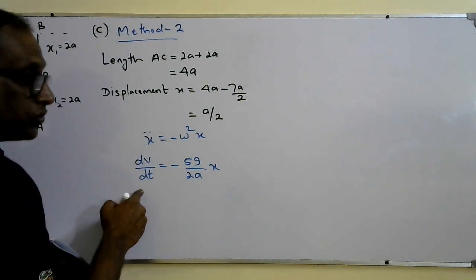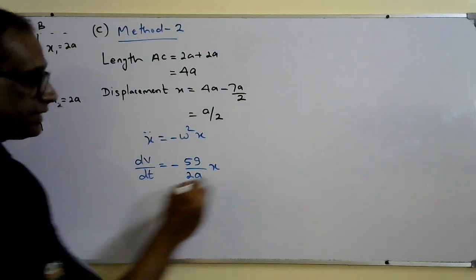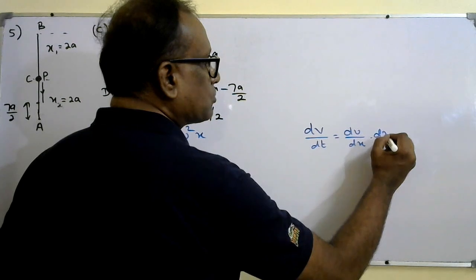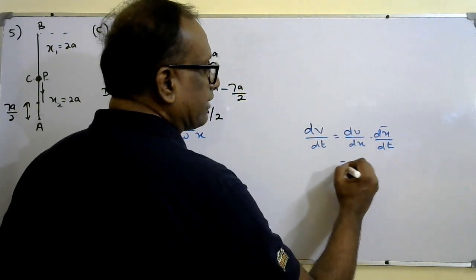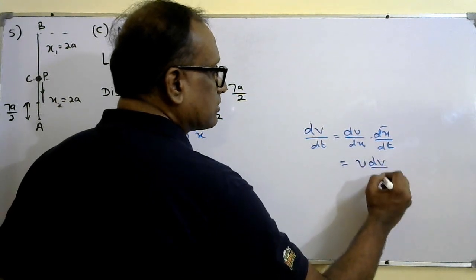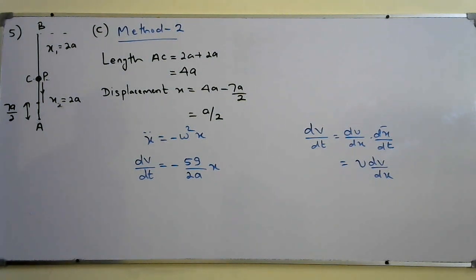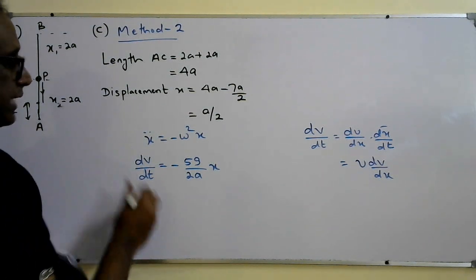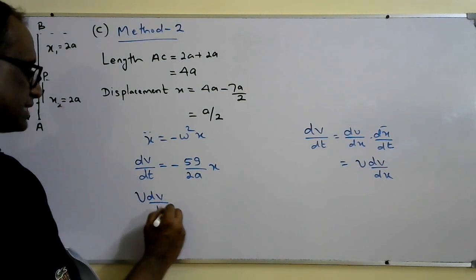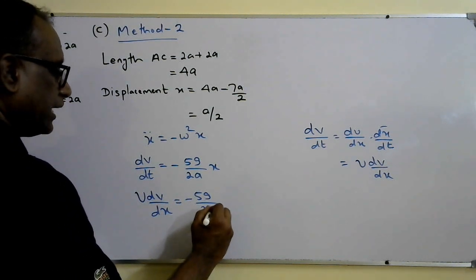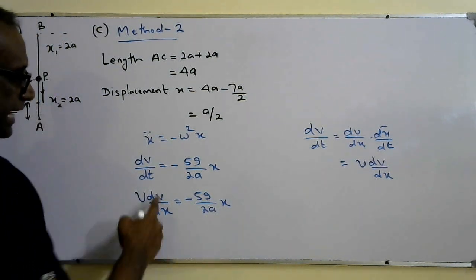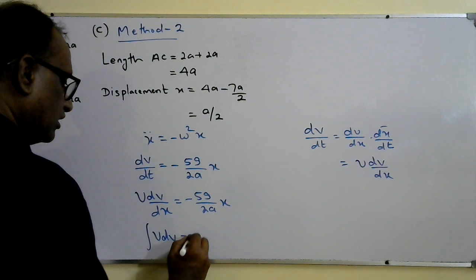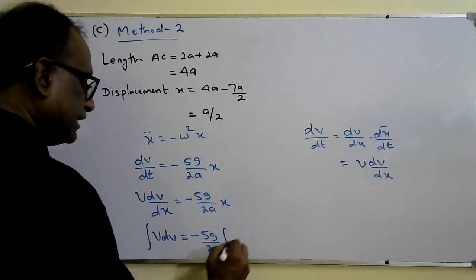Okay, so dv over dt could be written as dv over dx into dx over dt. I earlier also wrote dv over dt equal to dv over dx into dx over dt. Dx over dt is v, so this is v dv over dx. It's given in the formula book also. Right, so we can write v dv over dx equals minus 5g over 2a x. We need to get a relationship between x and v, so the only thing we need to do is integration. So that is the integral of v dv equals minus 5g over 2a, a constant, times the integral of x dx.